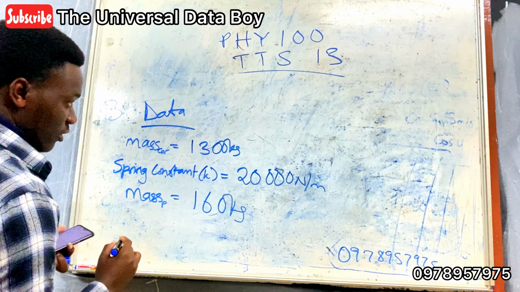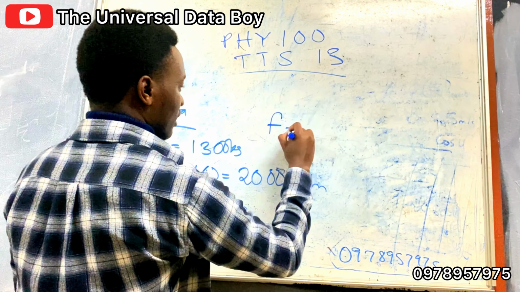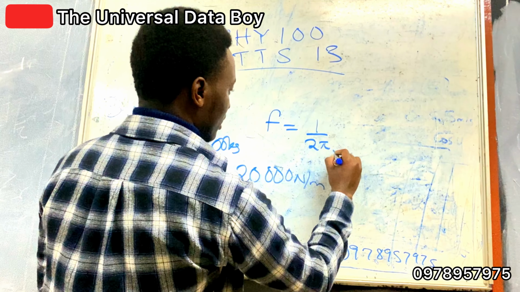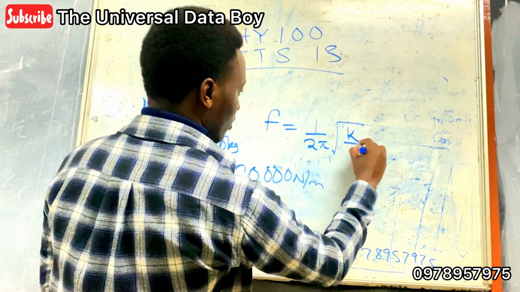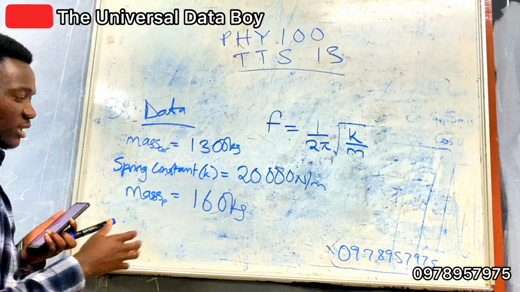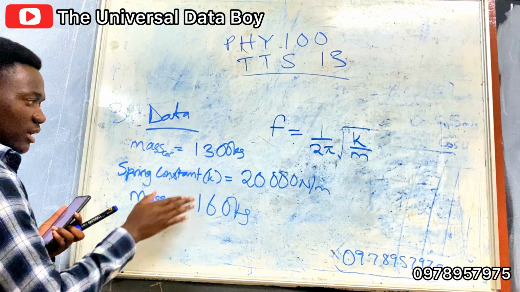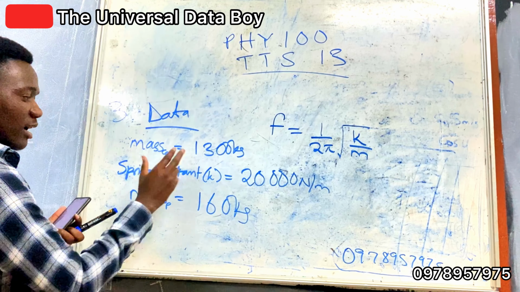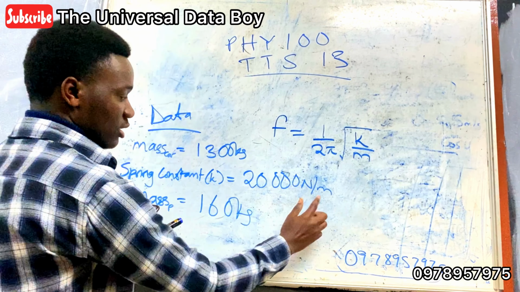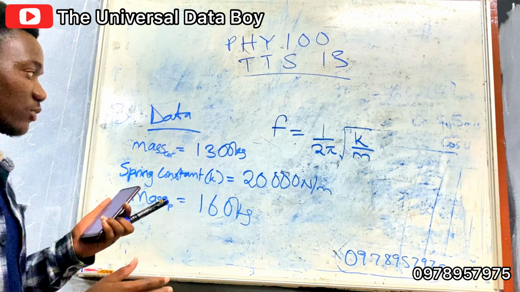So now the frequency f is just given by 1/2 pi square root of k over m. Now this question has the mass of people, it has the mass of the car, and it also has the spring constant of 4 springs, each spring having this. So meaning we can't just plug in this blindly. So there are 2 approaches that we can use for this question.